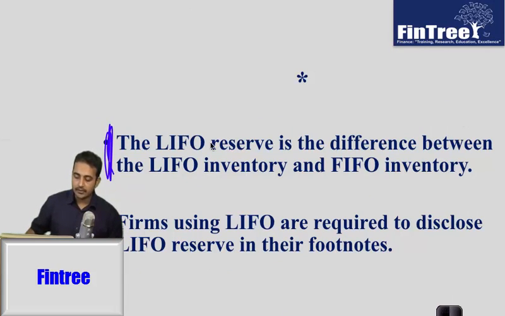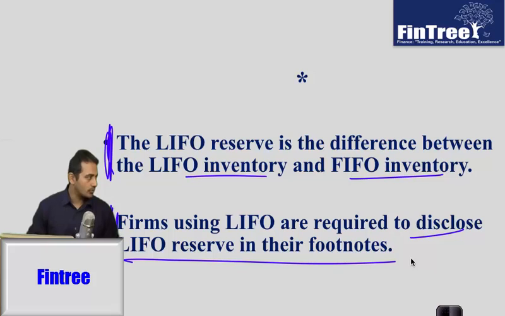So LIFO reserve is the difference between LIFO inventory and FIFO inventory. Firms using LIFO are required to disclose LIFO reserve in their footnotes. Right. So when we would do curriculum questions, they have actually given extracts of actual balance sheets of many companies. So the sentence is like this: that firm during the year used LIFO valuation method and the value of inventory was XYZ amount. Had the firm used FIFO method, then valuation of the inventory would have been higher by this amount, and that amount is nothing but your LIFO reserve, which is the difference between two inventories.